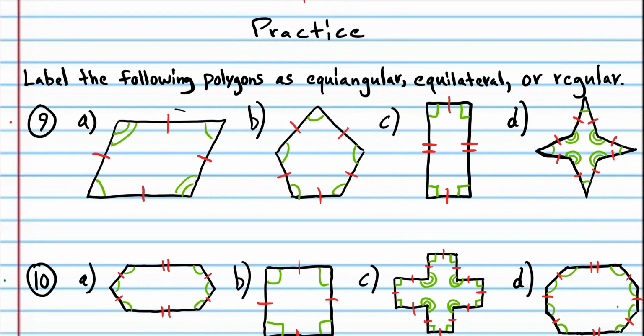So this polygon is not equiangular because the double arc here signifies that that angle is different than this angle, which only has a single arc. But these marks on the sides of the polygon signify that the sides are all congruent, so that means it's an equilateral polygon.